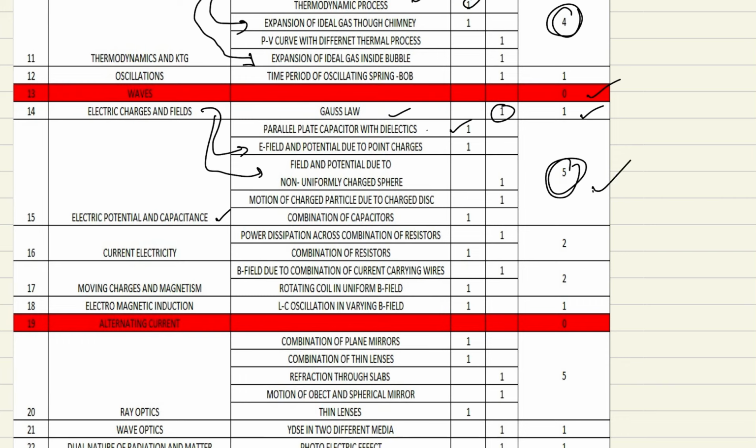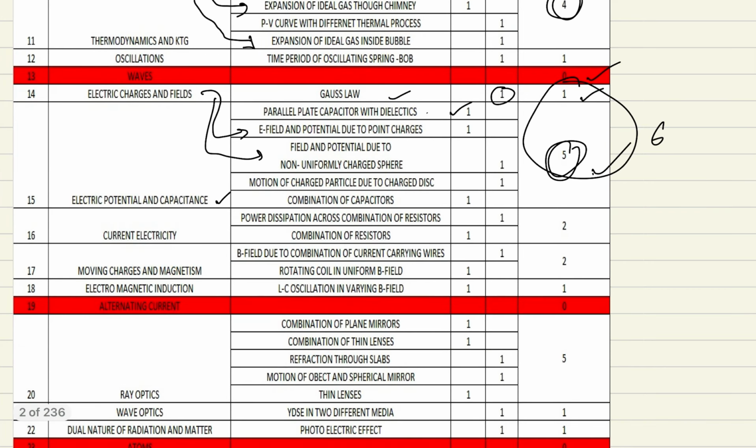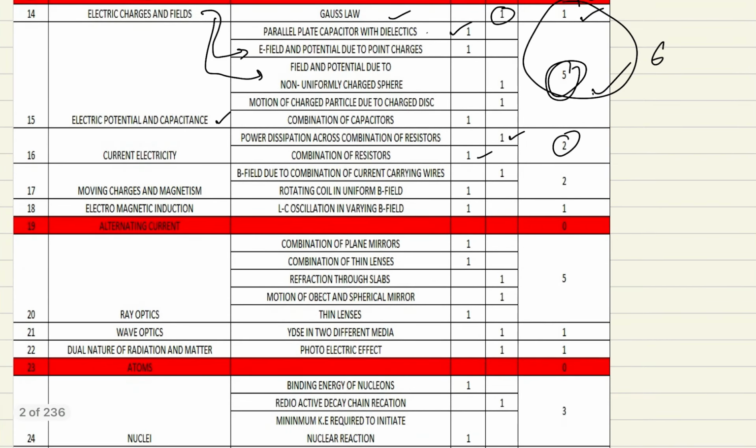So the majority of questions came from chapters 14 and 15, total 6 questions we can observe here. Next, current electricity: power dissipation across a combination of resistors, and again a combination of resistors they have given. So we can see 2 questions from this. And the 17th chapter, moving charge and magnetism. Here we can see magnetic field due to a combination of current carrying wires, one question. Rotating coil in a uniform magnetic field, one question. Total 2 questions from moving charge and magnetism.